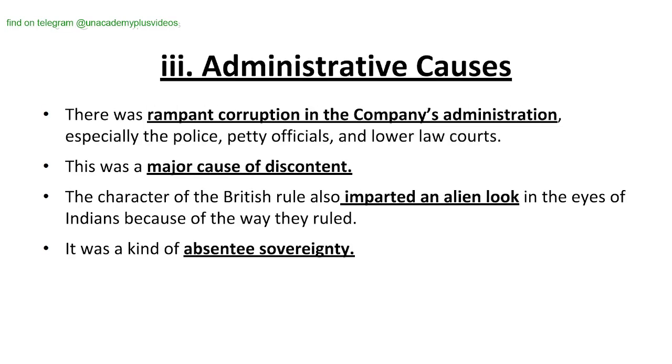Administrative causes. There was rampant corruption in the Company's administration, especially the police, petty officials, and the lower law courts. This was a major cause of discontent. The character of the British rule also imparted an alien look in the eyes of Indians because of the way they ruled. It was a kind of absentee sovereignty.